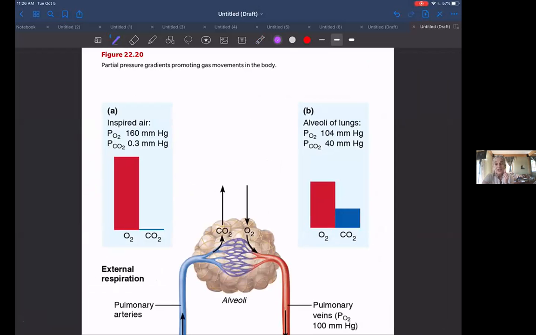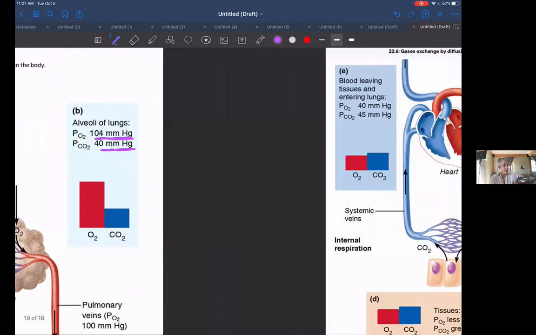So let's look at the air that we take into our lungs. We have 160 millimeters of mercury in the inspired air. In the alveoli of the lungs, we have about 104, so there's less concentration of oxygen there. In terms of CO2, in the alveoli, sometimes they call that dead air. The dead air space in your alveoli is that you haven't gotten rid of all of the unoxygenated and carbon dioxide rich air because you're breathing too shallowly.